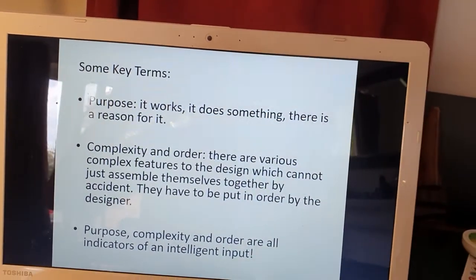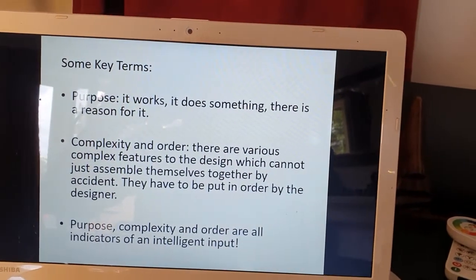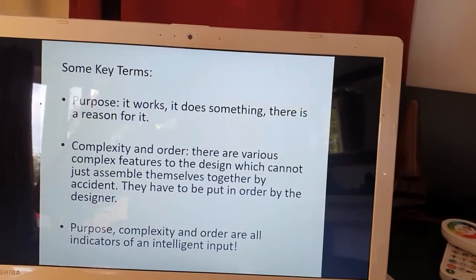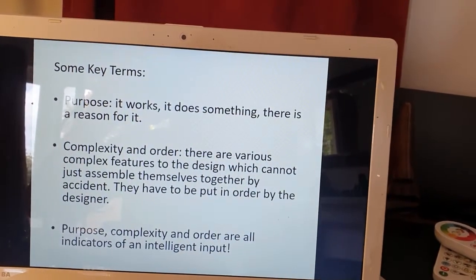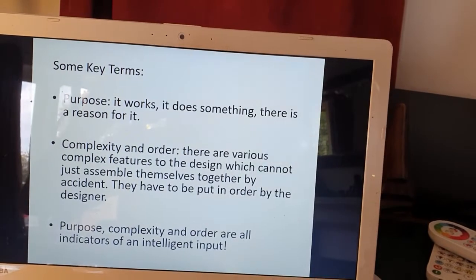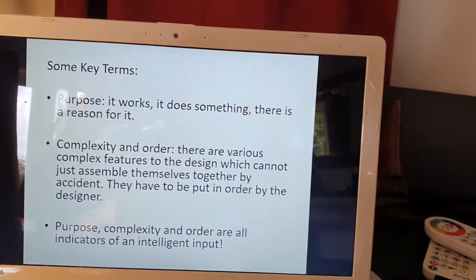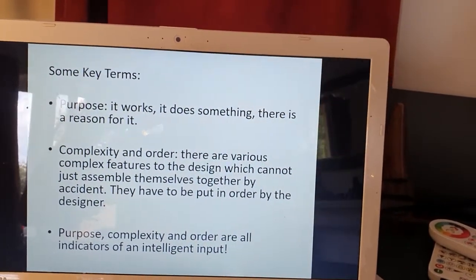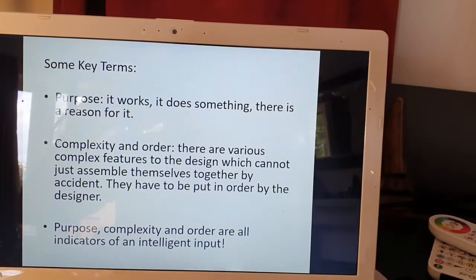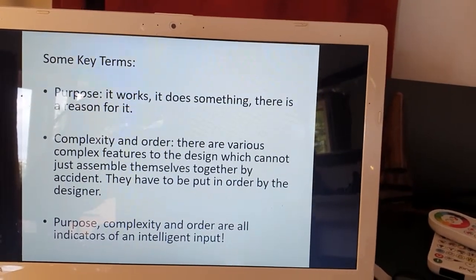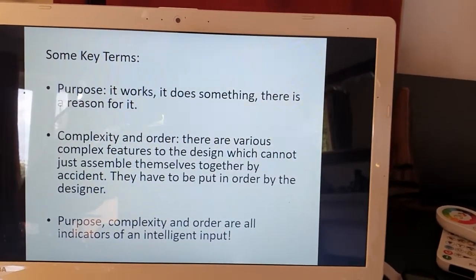Anyway, next word, complexity, or two words actually, complexity and order. There are various complex features to the design. Usually things can't just assemble themselves together by accident, so they have to be put together by something or somebody. Usually, the more complex something is, the more design needs to go into it.